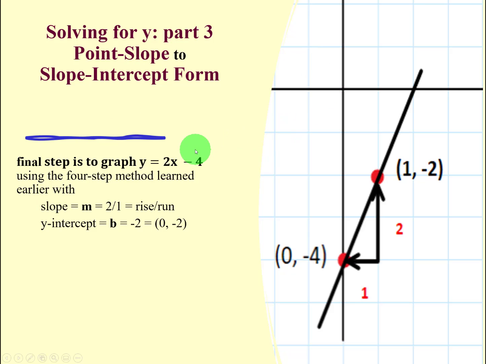And then finally, we're going to graph it. How do we graph it? The same way we did before. Here's the equation that we ended up with: y equals mx plus b. We're going to go to the -4 and put that on the paper. Then we're going to use the slope, which we said was 2 over 1. So we're going to go over 1 and up 2. We're going to end up with a point at (1, -2), and then we just draw a line connecting those points.